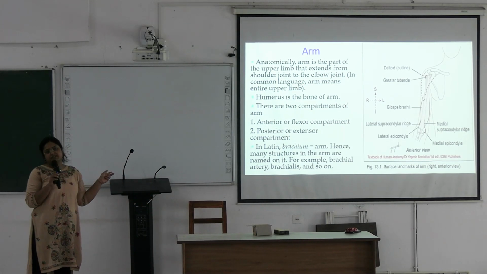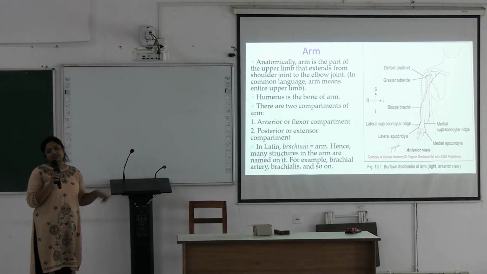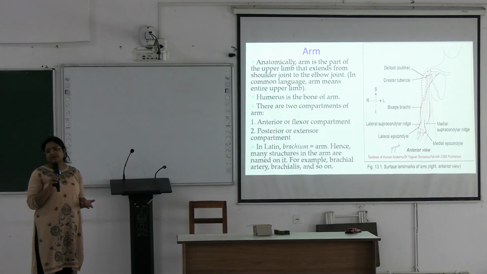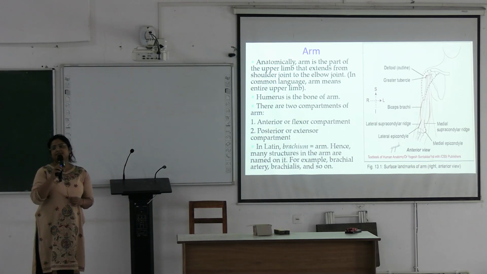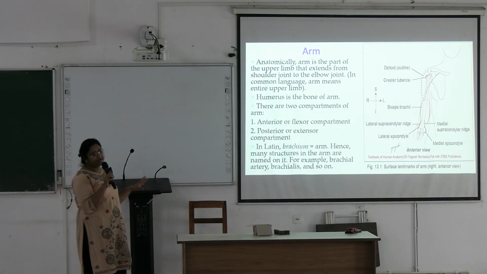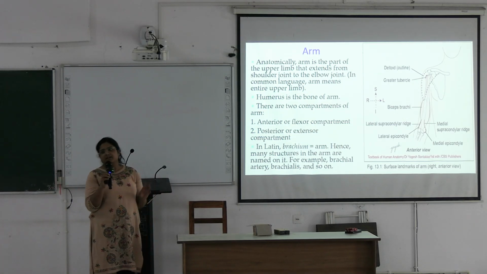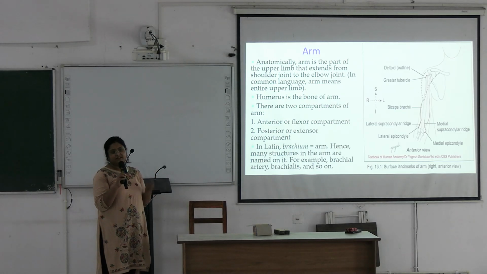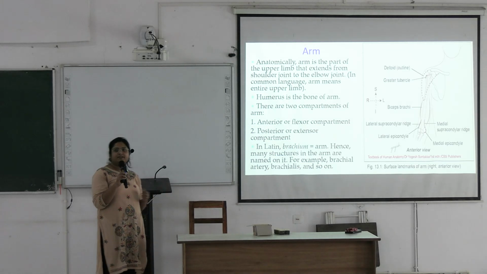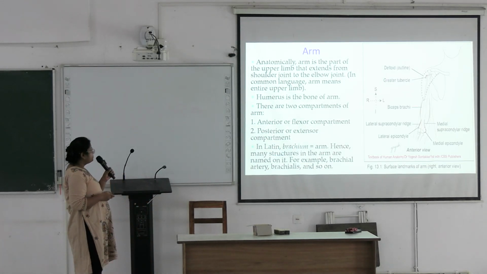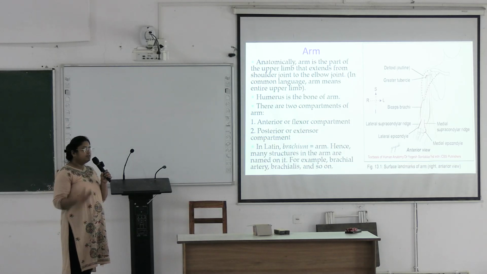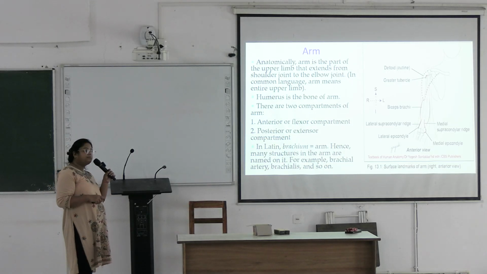You have to know the muscles included in these compartments. All those muscles are given in your OSPE: biceps brachii, coracobrachialis, brachialis. All those are important muscles given in your OSPE questions. You have to know origin, insertion, nerve supply, action of all these muscles. The artery of this compartment is the axillary artery, and the nerve of this compartment is the musculocutaneous nerve. Flexor compartment we will discuss. So anterior or flexor compartment, posterior or extensor compartment. Now we will discuss only the anterior compartment.